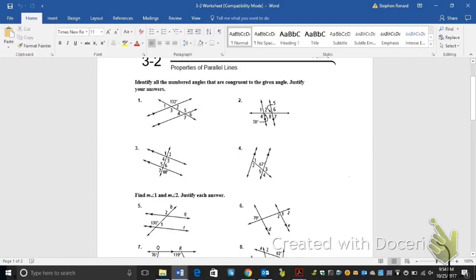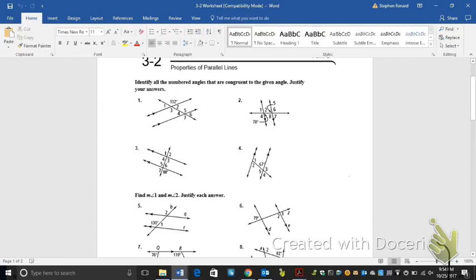By this time, hopefully you have watched all of the video on the properties of parallel lines, and you are ready to go, actually putting that to work. So what we're going to do here is look at worksheet 3.2, properties of parallel lines. In going through this with my class, one of the things I realized that they kind of struggled with was identifying the angle pairs.